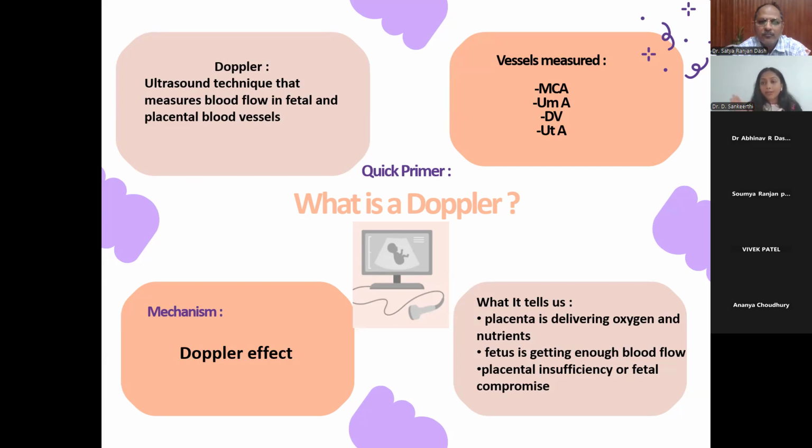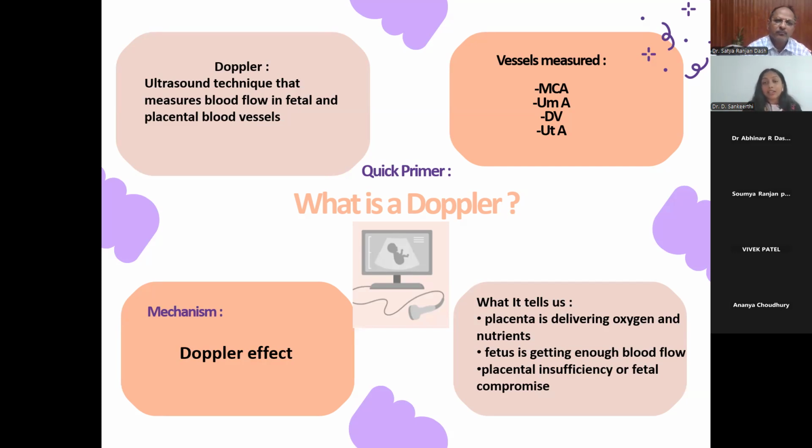Just to name them, so that you have an idea, one is the middle cerebral artery. Cerebral artery meaning the brain. So it tells us about the blood flow in the brain of the baby. Then we have the umbilical artery. The umbilical artery is the main connection between the placenta and the fetus. So it gives us an idea about how much blood, or how much pressure, is flowing through these vessels to the fetus.